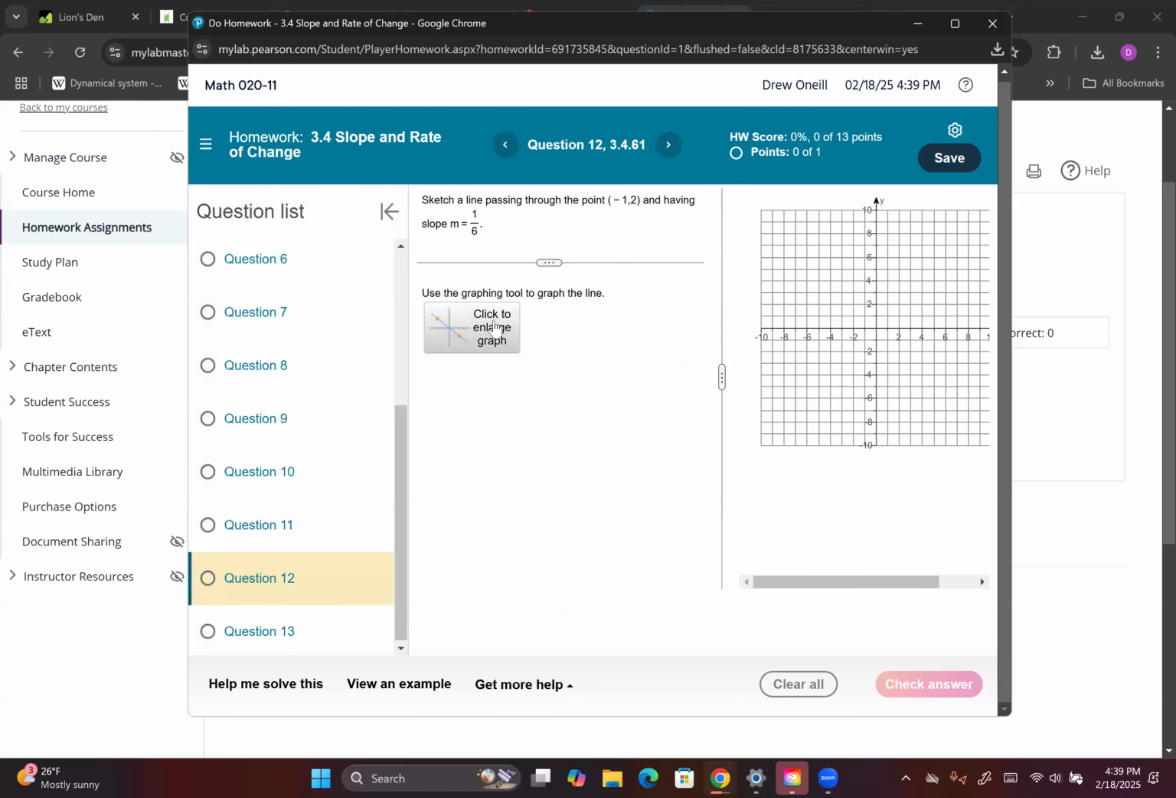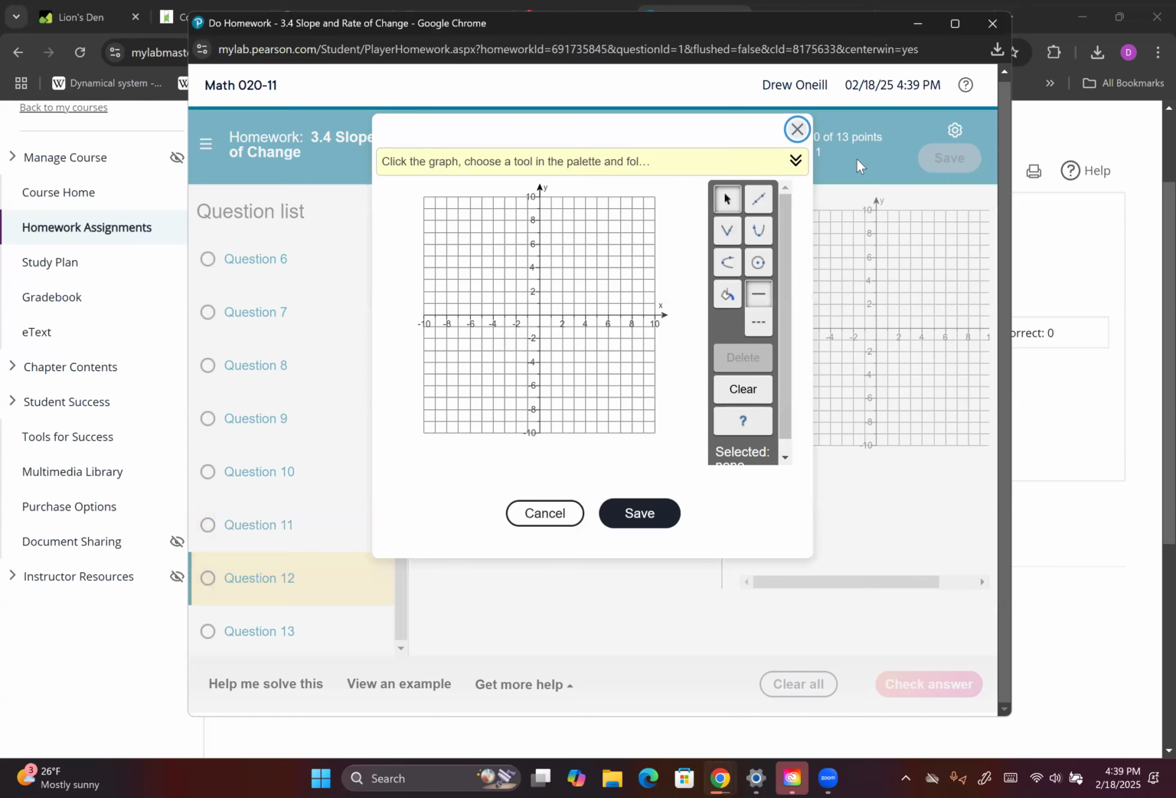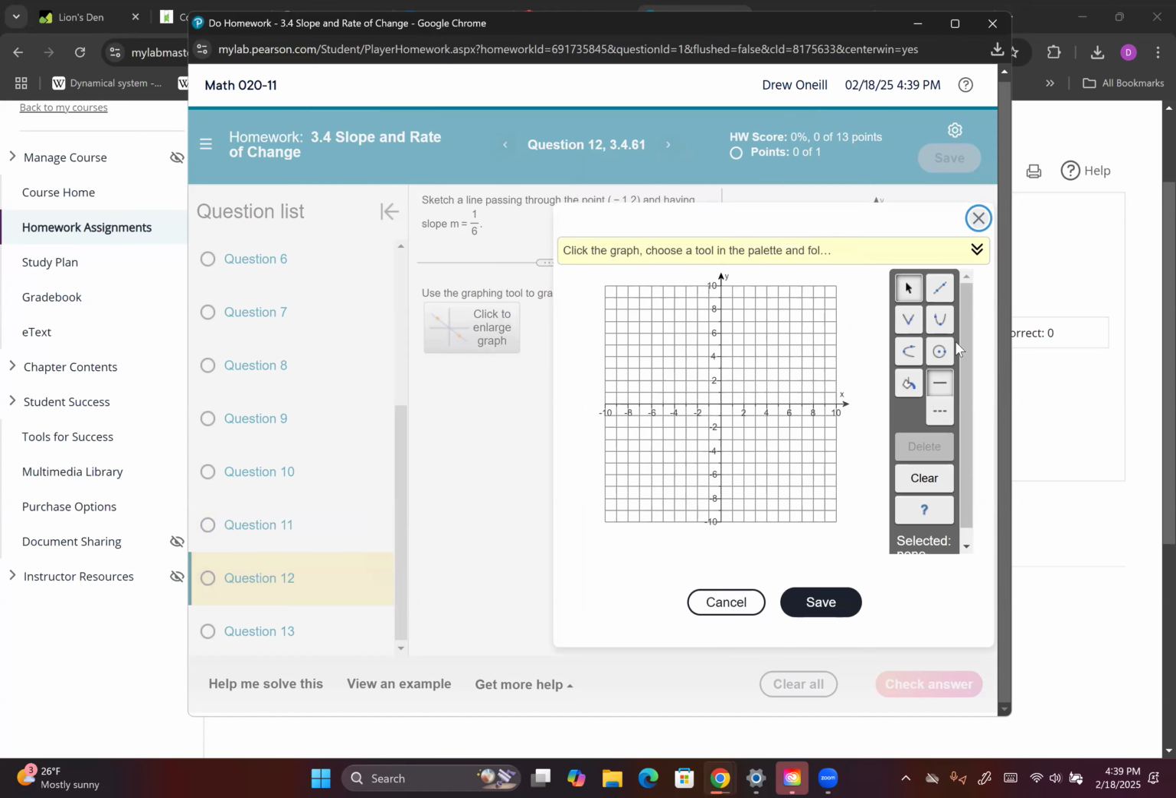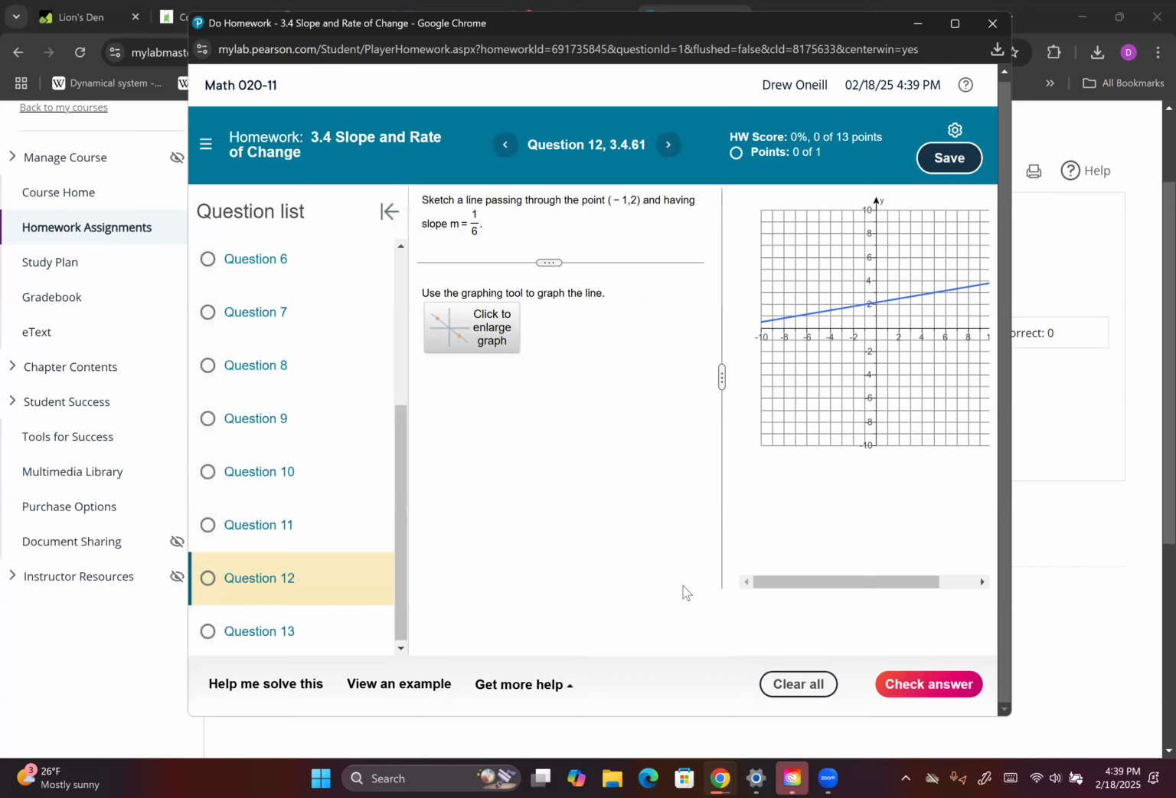And then you can do the same thing here. So watch how we can do this, right? We have our first point, so we're going to plot -1, 2. A slope of 1 over 6 means you go up 1 and over 6. Right there. And that's the slope of 1 over 6.